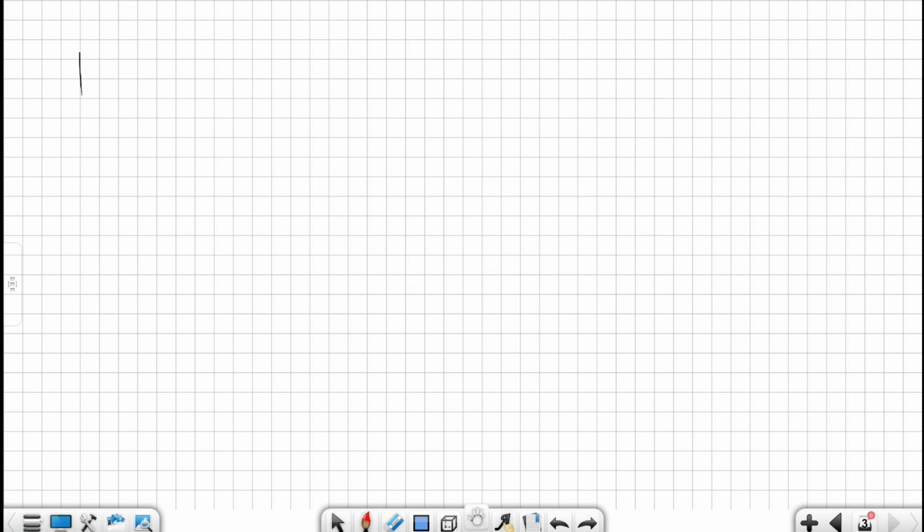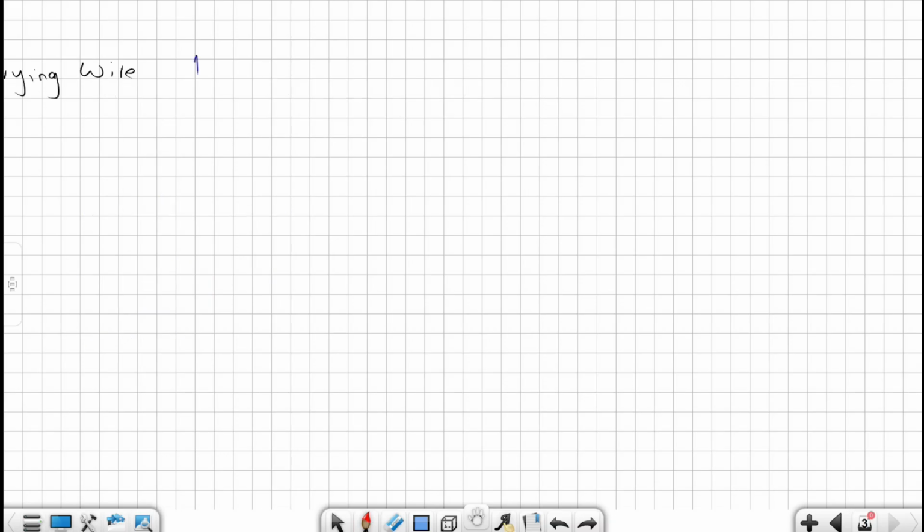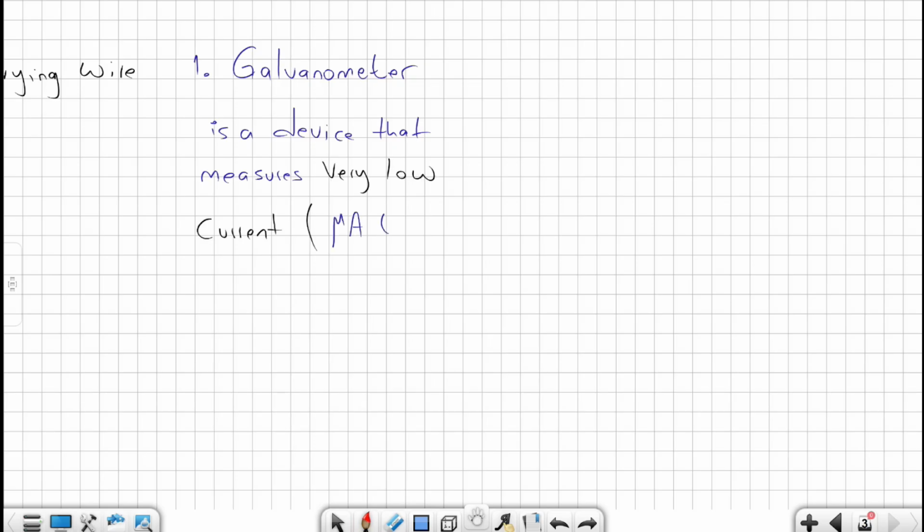Magnetic force acting on a current carrying wire has 3 applications. The first one is a device that's called a galvanometer. The second one is a device that we use in our daily life, which is the loudspeaker or any speaker. And the third one is a very useful medical device, which is called MRI. First, let's talk about the galvanometer. Galvanometer is a device that is used to measure very low current. By very low current, we mean microampere and milliampere.